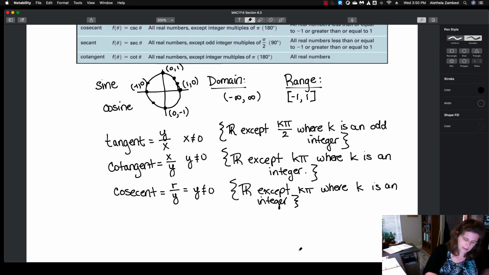Last one is our secant function. And our secant function is r over x. And that means that x cannot equal 0. So this one follows the same as the tangent.